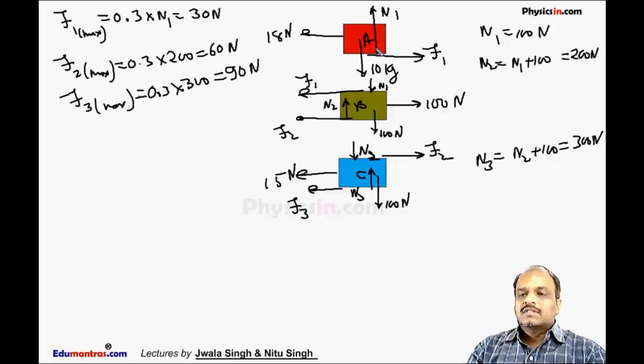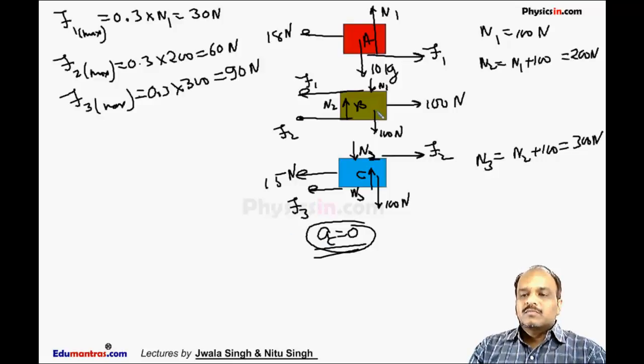If we want to calculate the acceleration of these three blocks, we will start from F3. The maximum value of friction force F3 is 90 Newton, whereas the maximum value of friction force F2 is 60 Newton. The sliding tendency of block C is in the forward direction. Since the maximum value of friction force F2 is 60 Newton, block C will remain stationary. So the acceleration of block C is 0 because the pulling force is less than the limiting value of the frictional force.